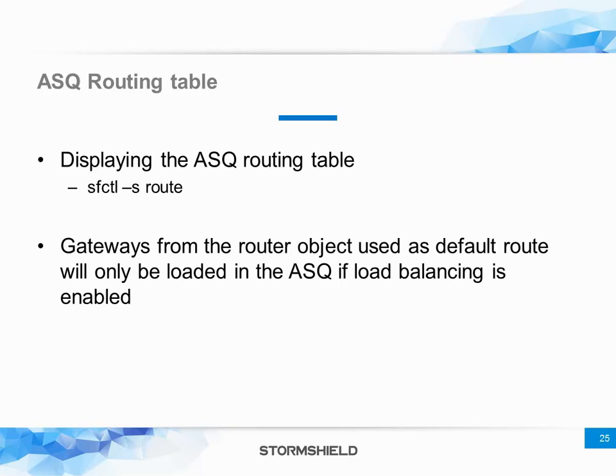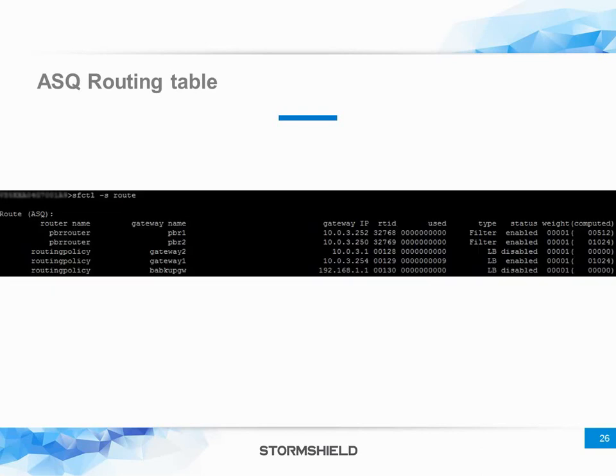It is important to note that, as far as the default routing policy is concerned, its gateway will only be displayed if load balancing is enabled. Otherwise, the default gateway will not be displayed in the ASQ routing table. Here is an example of an ASQ routing table. So you can see the different columns here.